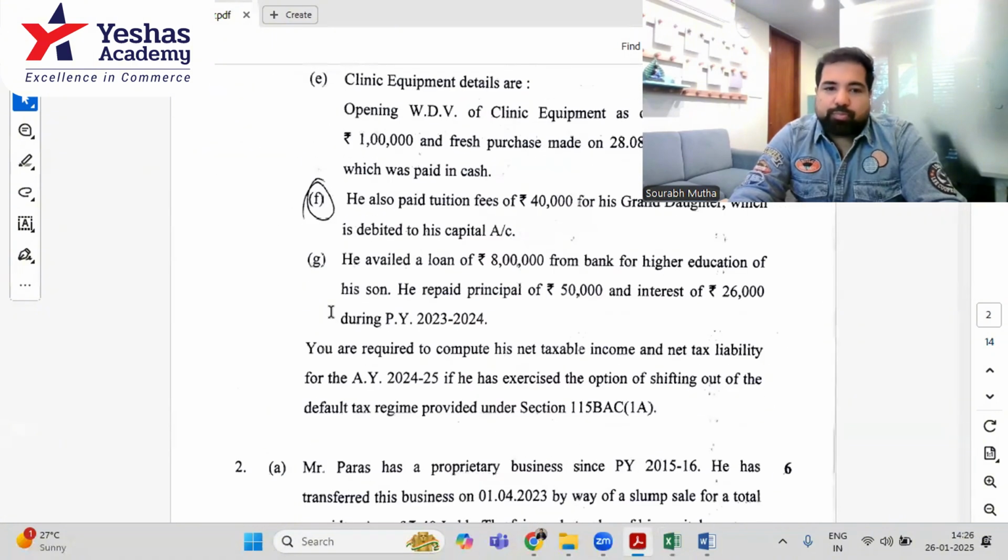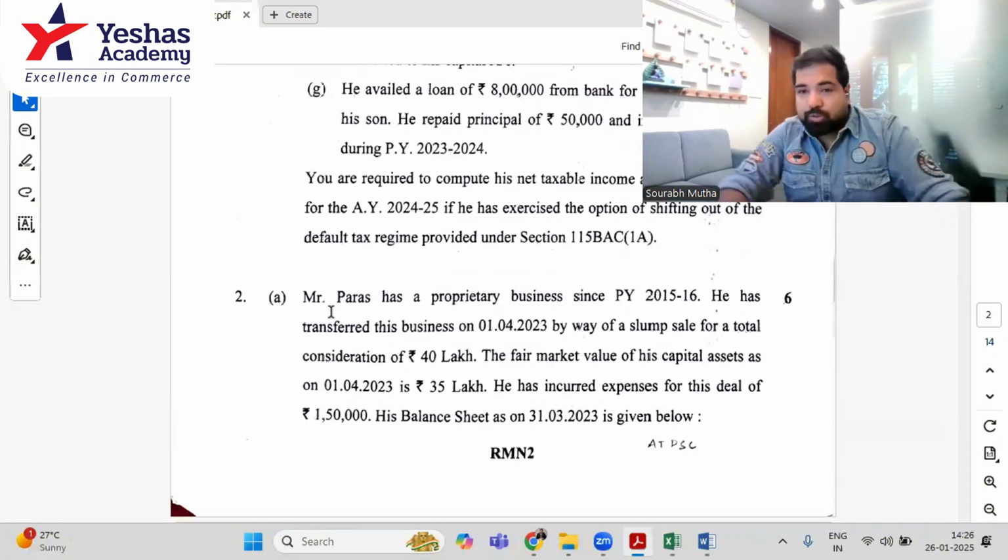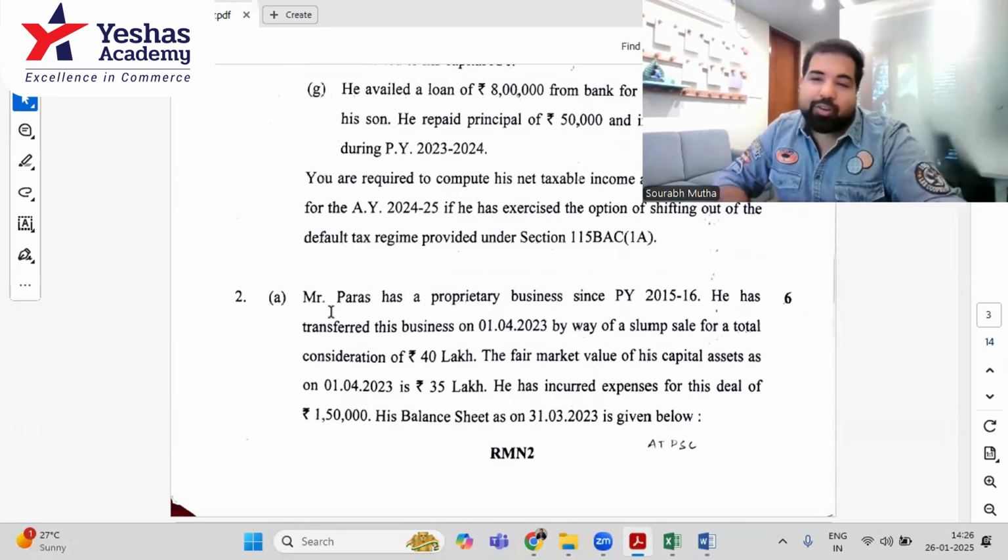We move to the next question. Question number 2, now it's optional. Options in life are good, whether it's people or whether it's exam sums.